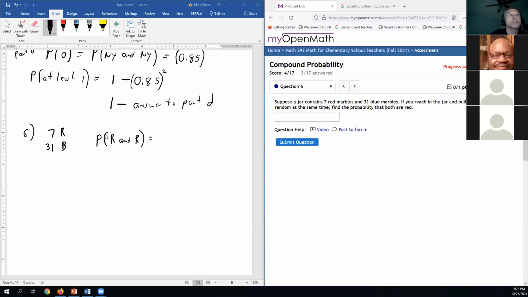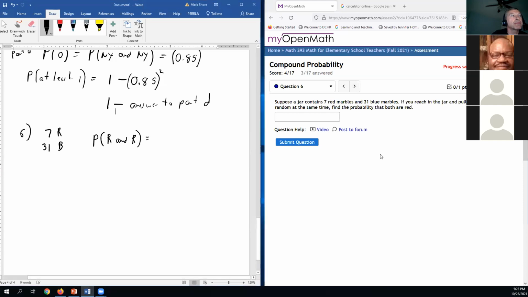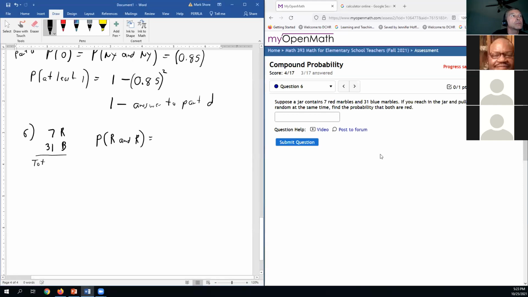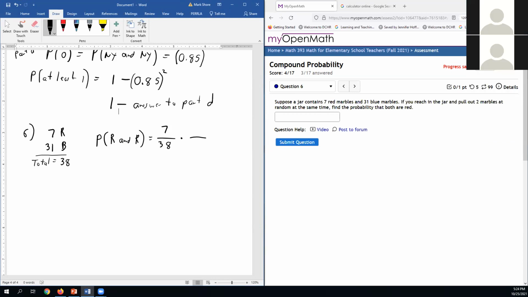Okay, so the probability that the first one is red. Let's get the total here. We got 38 marbles total. Now the probability that the first one is red is 7 out of 38. They got that marble in their hand. They maybe didn't pull it out, but at some point you got to grab a marble. So 7 out of the 38 are red. Once you get that marble in your hand, what's the probability that the next one is red? I'll let you guys answer that one. Anybody want to try that?